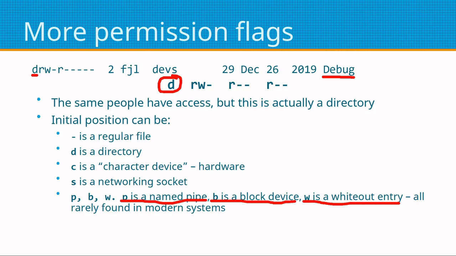There's one thing missing from this slide, which is the L, which you might find in the initial position, and that's actually a symbolic link. We're not really going to cover links at this time, but they're quite similar to the Windows .lnk files, but much more deeply embedded in the operating system.